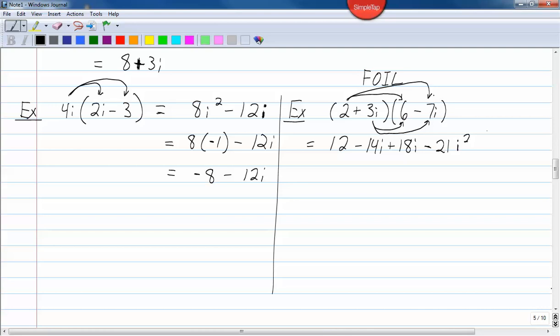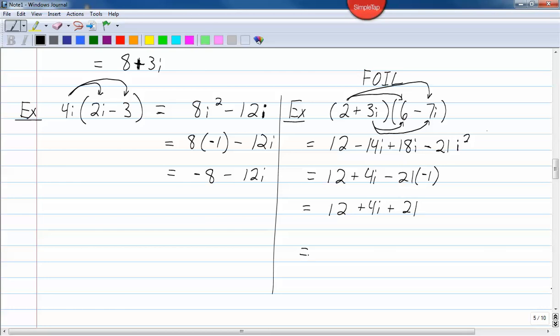Alright, so now what we want to do is combine any like terms that we have. And also, if we have an I squared, we want to plug in a negative 1. Alright, so this is 12, and then a minus 14i and a positive 18i, that's going to be a positive 4i. And then minus 21 times, I have an I squared there, so times negative 1. So I have 12 plus 4i. Now negative 21 times a negative 1 is a positive 21.